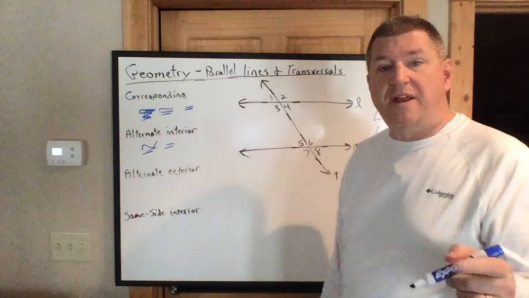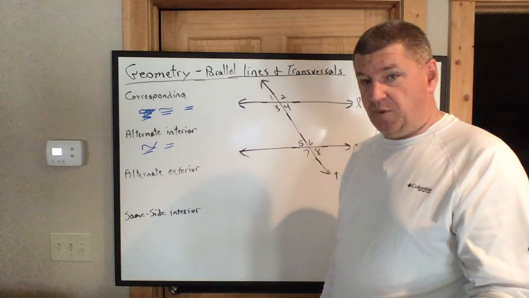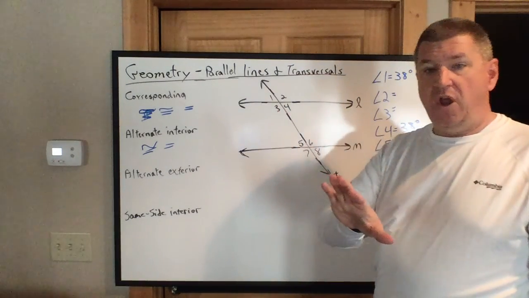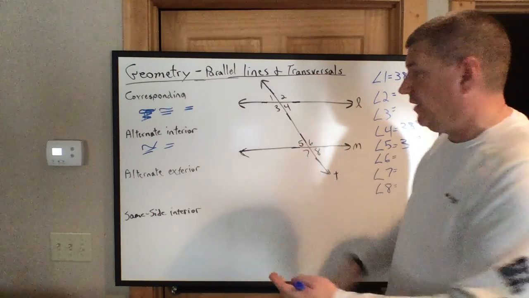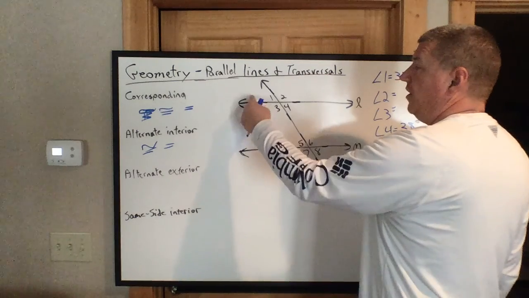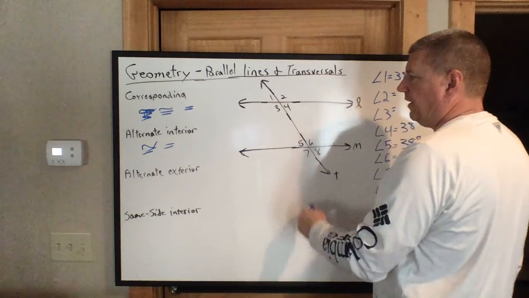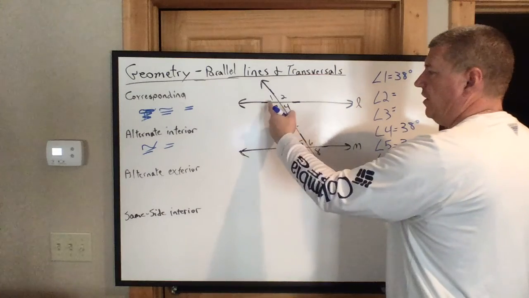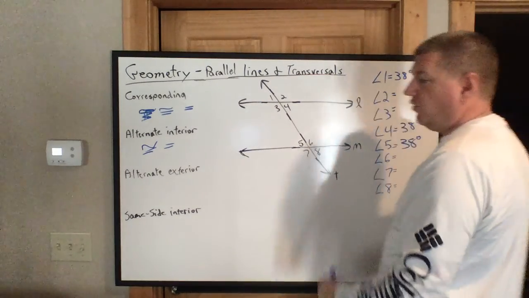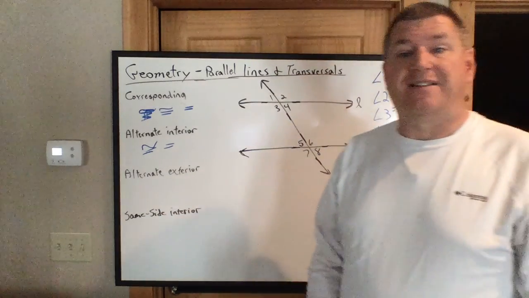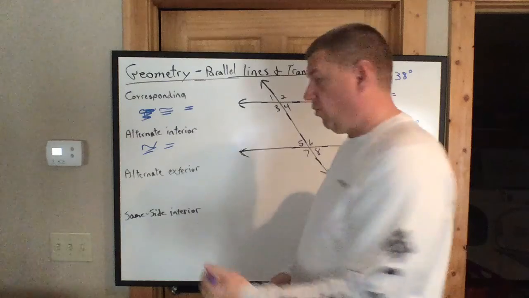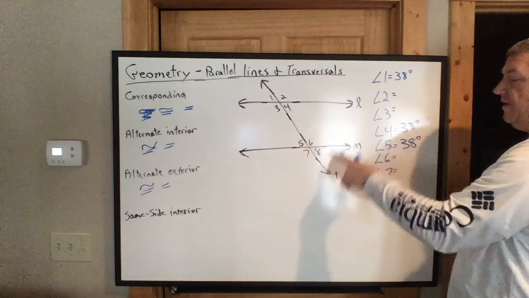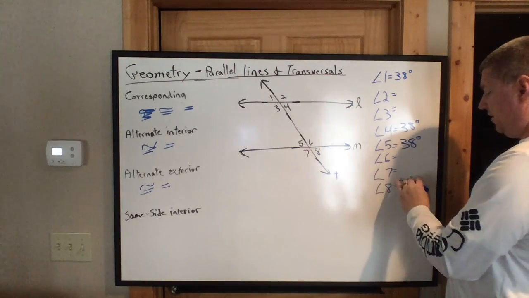Then the next one we're going to talk about is the alternate exterior angles and the relationship there. Alternate means opposite sides of the transversal, and exterior means it's on the outside of the two parallel lines. The interior angles were between the two parallel lines; the exterior is obviously outside the two parallel lines. We know what angle 1 is, 38 degrees. The alternate exterior angle in this diagram is angle 8. The relationship between alternate exterior angles is that they are congruent, or equal to each other. So if angle 1 is 38 degrees, that means angle 8 is also 38 degrees.